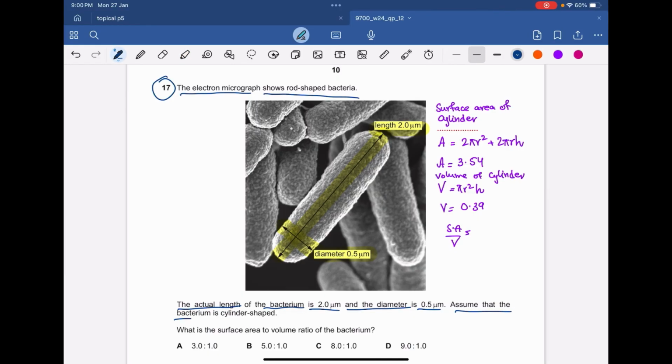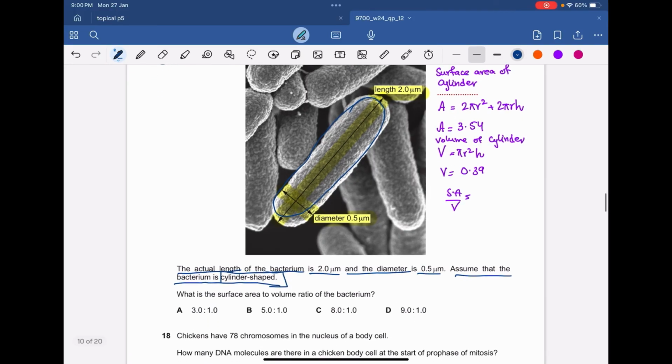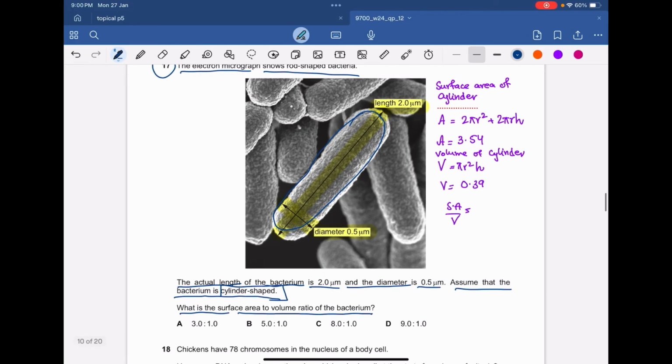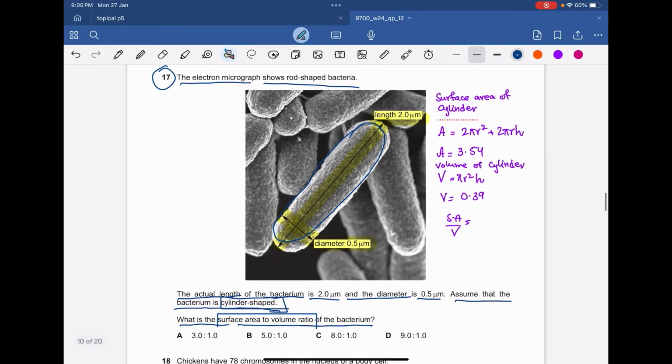Assume that the bacterium is a cylinder shape. Basically they are saying that we have to consider the shape of the bacterium as a cylinder, right? What is the surface area to volume ratio of the bacterium? So as in the question they have asked us to consider the shape of the bacterium in its cylinder form, we will have to find the surface area to volume ratio with respect to the cylinder.